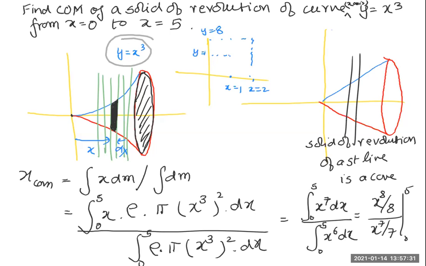This is equal to 7x by 8, 0 to 5, which is equal to 35 by 8 units. So the center of mass of this object is at 35 by 8.